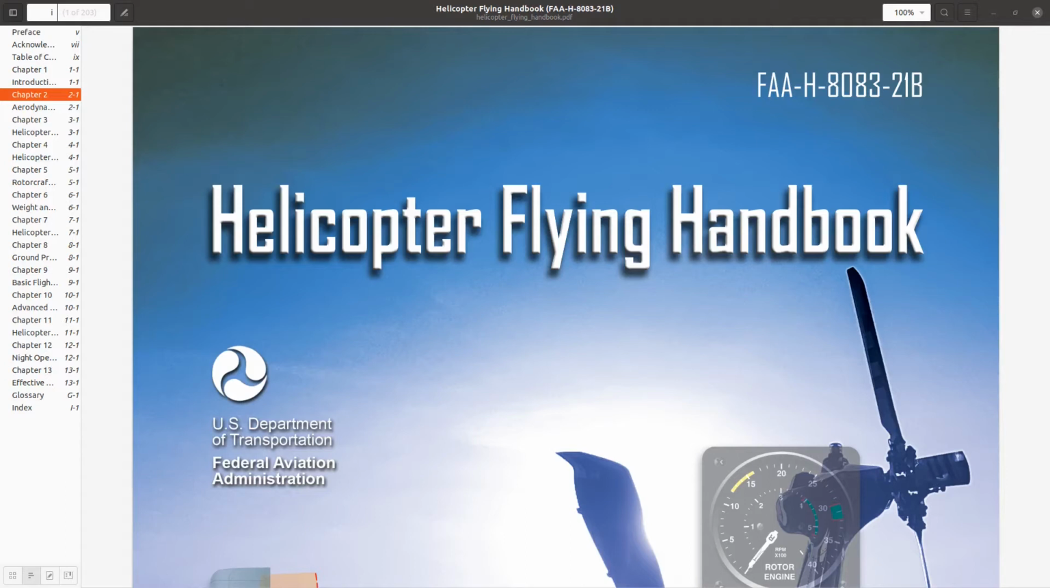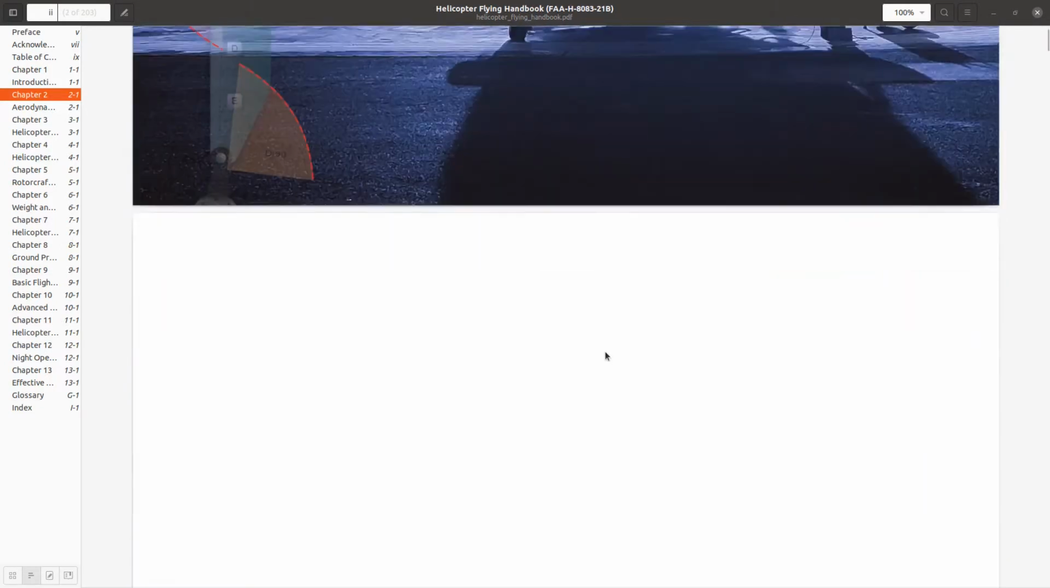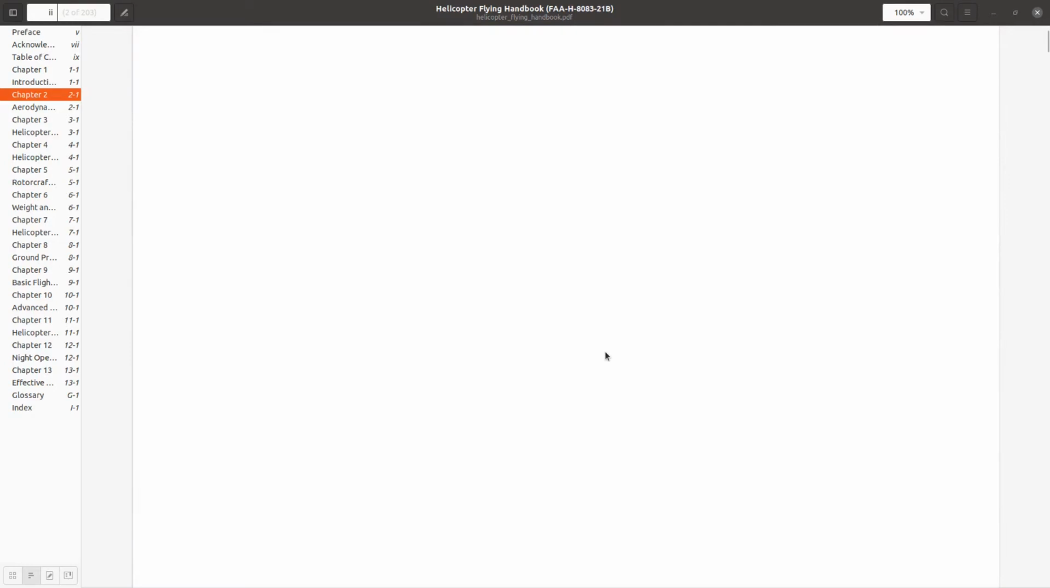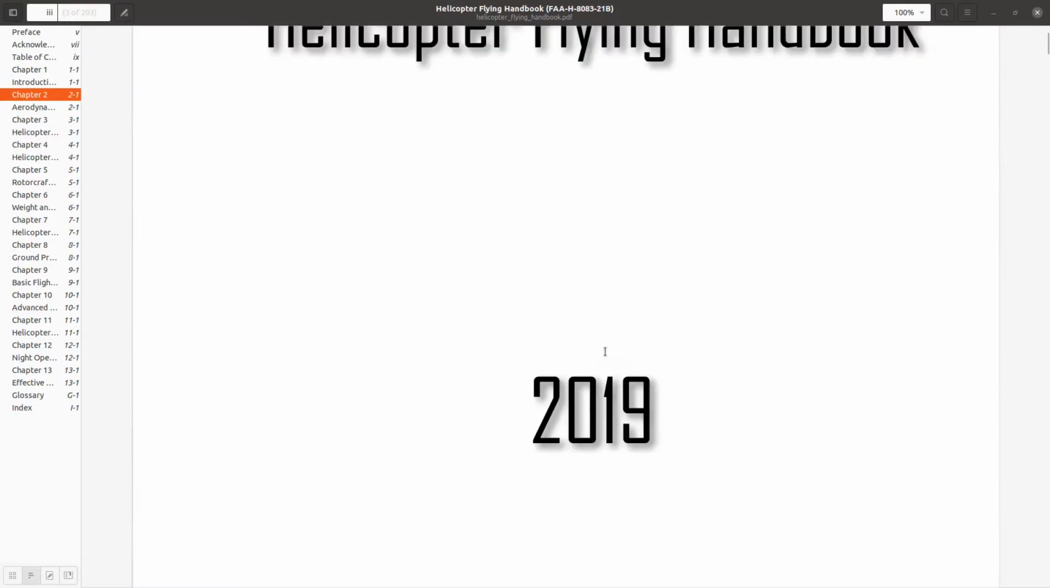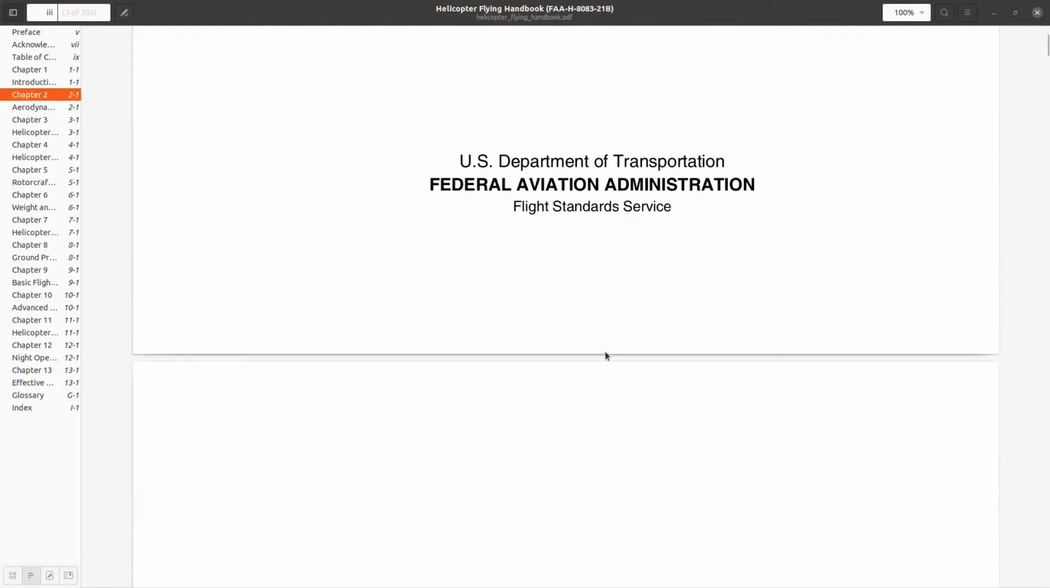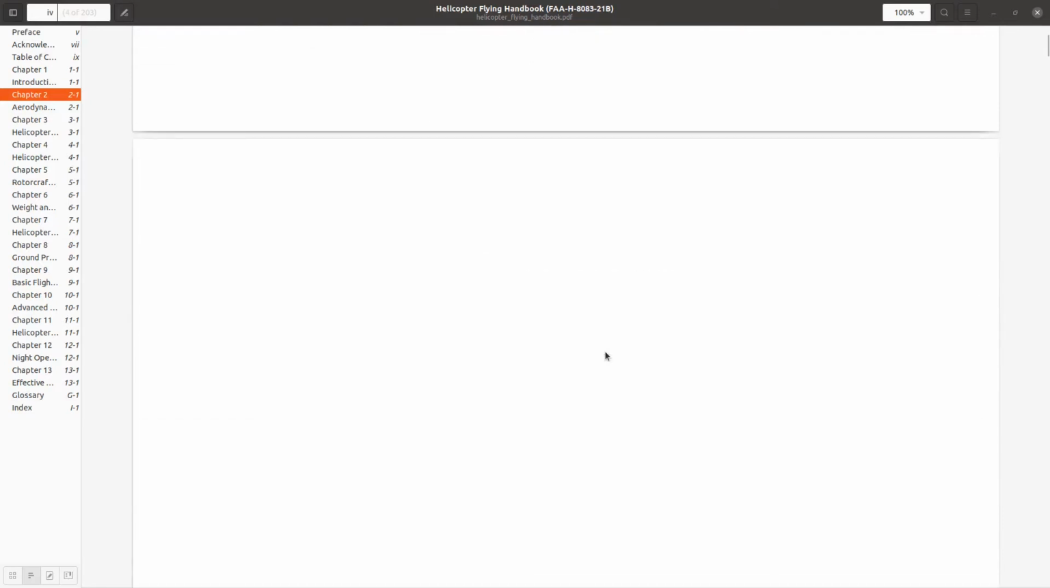So what am I going to go through in this book? I'm going to go through things that are different, right? So the Helicopter Flying Handbook, if you look at the table of contents here, you're going to see some of this stuff is similar to what you would expect in any kind of aircraft flying handbook.